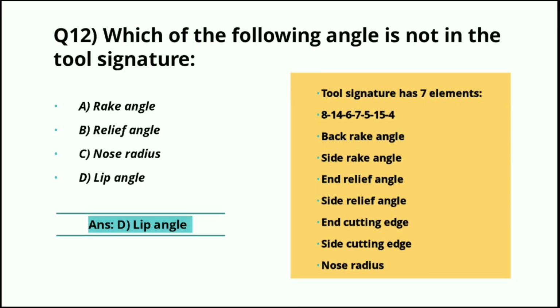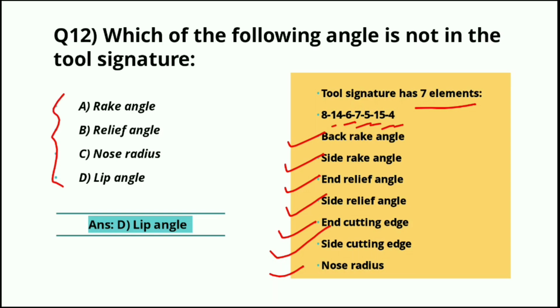We know that there are 7 elements in the tool signature: 1, 2, 3, 4, 5, 6, 7. The first one denotes back rake angle, the second side rake angle, the third end relief angle, the fourth side relief angle, the fifth end cutting edge angle, the sixth side cutting edge angle, and the last is nose radius. On comparing the options, lip angle is not mentioned in the tool signature. So the answer is part D, lip angle. Now we will see our next question.